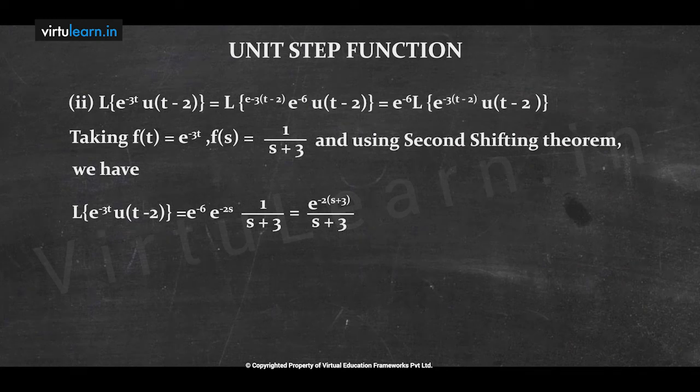Now using the second shifting theorem, we have Laplace transform of e power minus 3t into u of t minus 2. Both are the same, that's why I am writing the equation directly. E power minus 6 into e power minus 2s into 1 by s plus 3. Why should I write e power minus 2s? Because e power minus as into f bar of s is the answer. On simplification, it is e power minus 2 into s plus 3 by s plus 3.